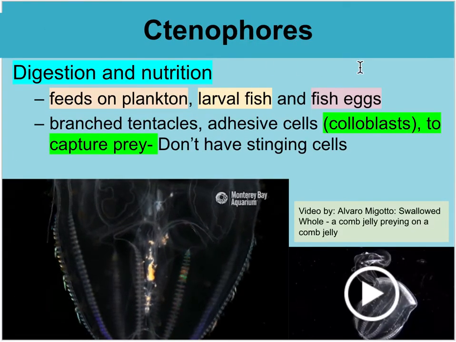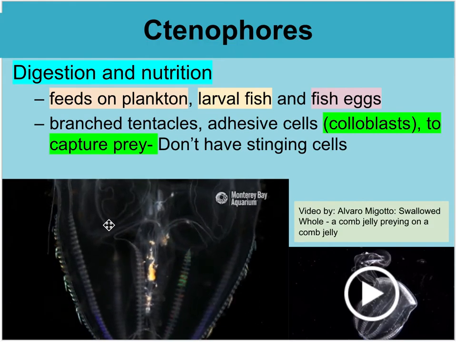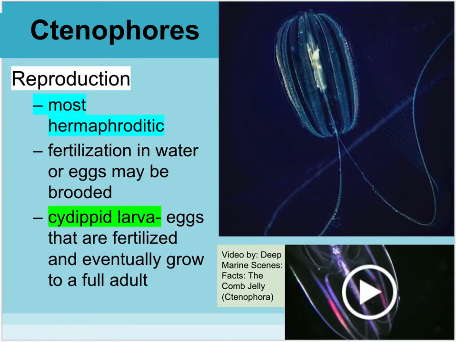For digestion and nutrition, they tend to eat plankton, larvae, and fish eggs. They have something called a colloblast, which is a sticky adhesive cell that they use to capture their prey. And here's a video by Alvaro Migotto, swallowed whole, a comb jelly preying on another comb jelly. You can actually see the comb jelly eat another one, and then slowly see how it's digested into little bits, because it's transparent so you can see right through it.